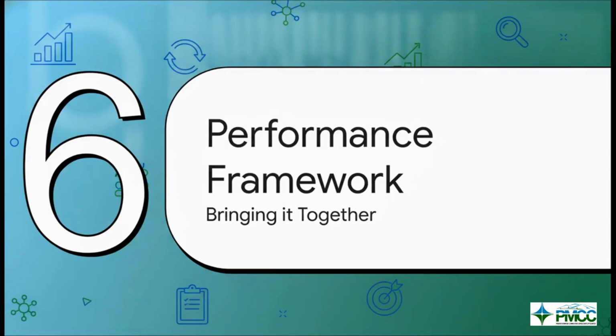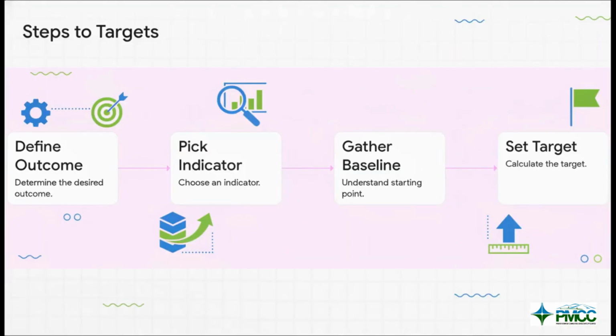Which brings us to our final part, Section 6, Building the Performance Framework, bringing it all together. At the end of the day, it really all boils down to this logical, step-by-step progression. Step 1, you identify the outcome you want. Step 2, you select a strong indicator to measure it. Step 3, you gather your baseline data to see exactly where you are today. And finally, Step 4, you set your target. These 4 elements, linked together like a chain, form the absolute backbone of the performance framework.